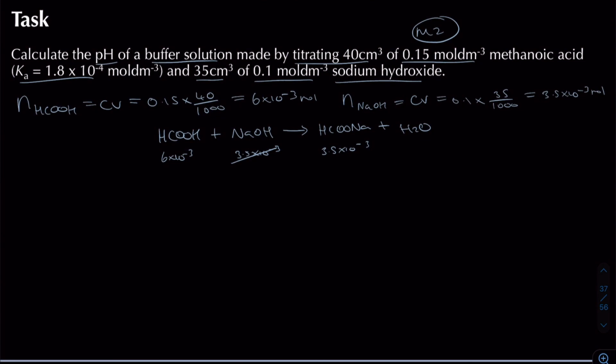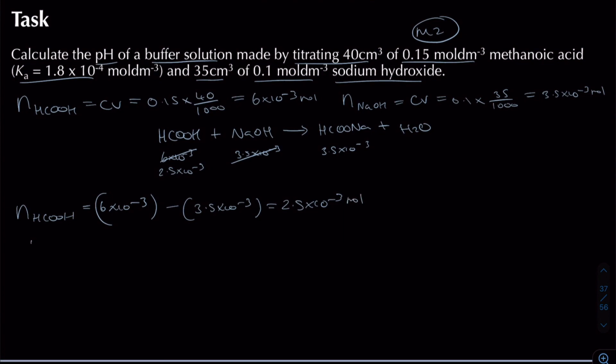And so in that case, if 3.5 times 10 to the power of minus 3 of sodium hydroxide has reacted, we also know that we no longer have 6 times 10 to the power of minus 3 lots of methanoic acid. We have 3.5 times 10 to the power of minus 3 lots less of methanoic acid. So we end up with 2.5 times 10 to the power of minus 3. If I were to express that in terms of a calculation, the number of moles of HCOOH left over is equal to 6 times 10 to the power of minus 3, subtract 3.5 times 10 to the power of minus 3, and what we end up with is 2.5 times 10 to the power of minus 3 moles as well.